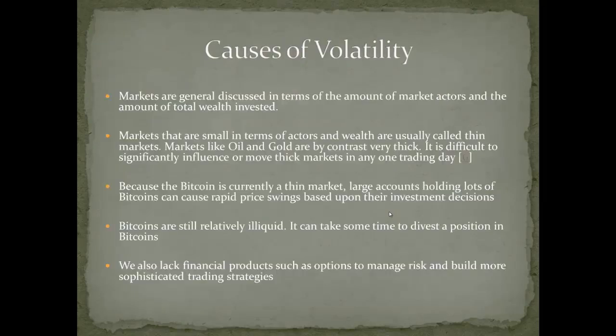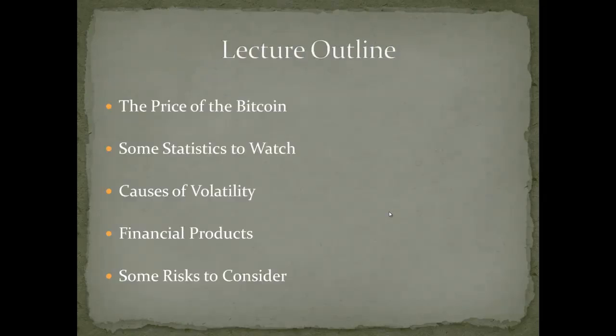To do a brief recap, we covered the price, the statistics, the causes of volatility, financial products, and some risks to consider. The price is always available and easy to find. It's on Mt. Gox. Go ahead and look at the summary statistics first and work your way down using blockchain.info. We discussed volatility and some of the causes of it, specifically thin markets versus thick markets, and the fact that we don't have financial products to manage risk at this venture. So the Bitcoin market is anticipated to be highly volatile. And then we also discussed a great deal of risks.